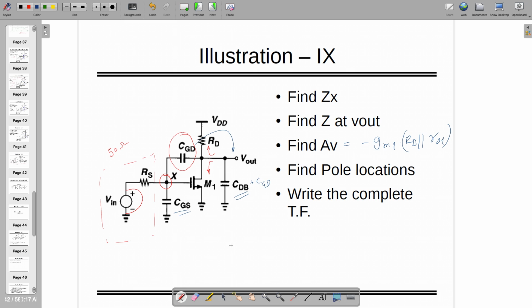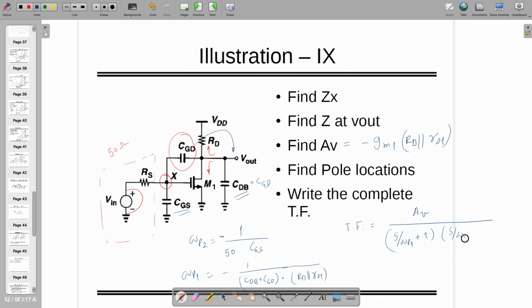However, because of this 50 ohm, the second pole is RS times CGS, where RS is actually 50 ohm. Looking at the first pole, it's minus 1 by CDB plus CGD. There might be some load also, then the load will be added over here. The resistance at this node is RD in shunt with RO1. So these are the two poles. While writing the transfer function, it looks like AV divided by S by omega P1 plus 1 and S by omega P2 plus 1.